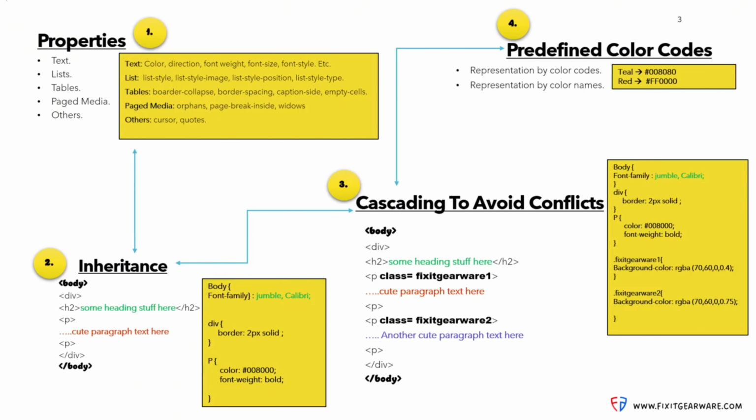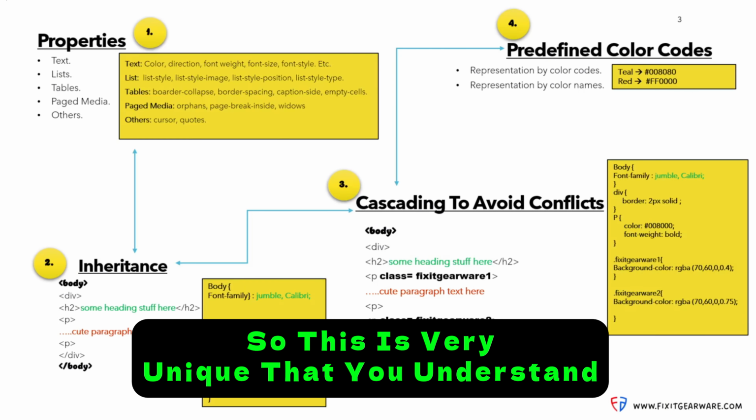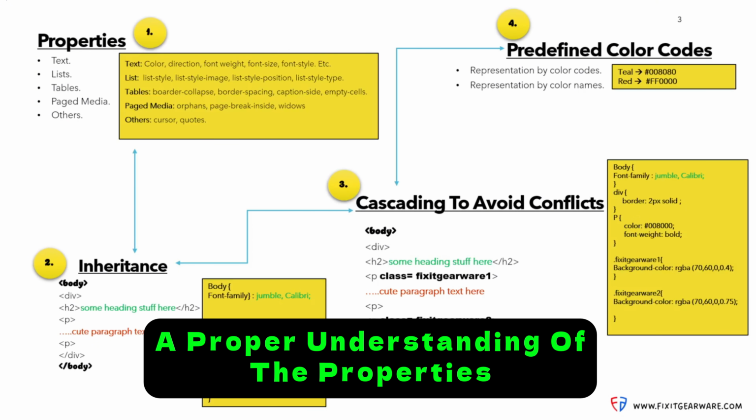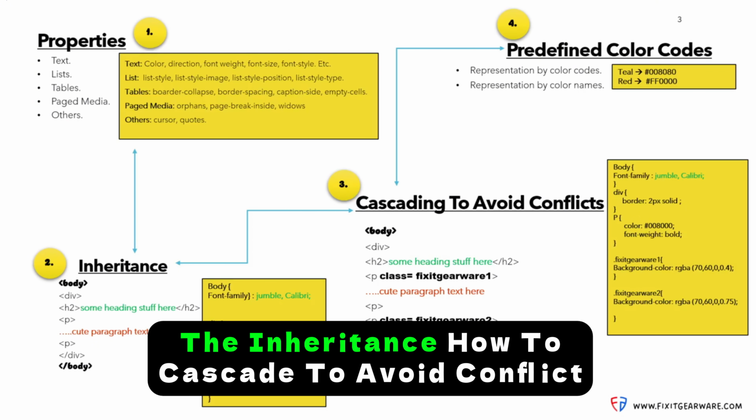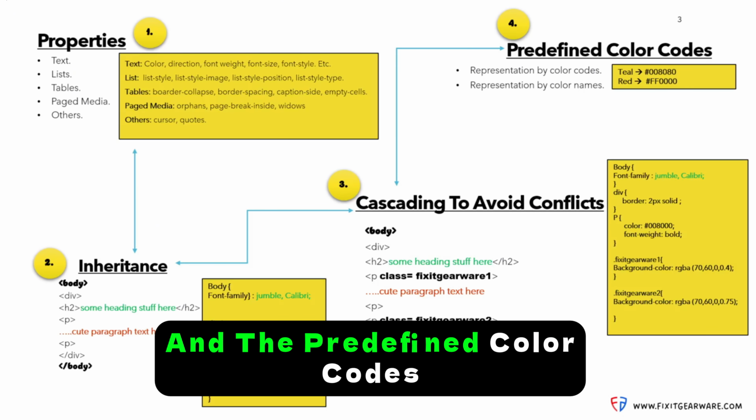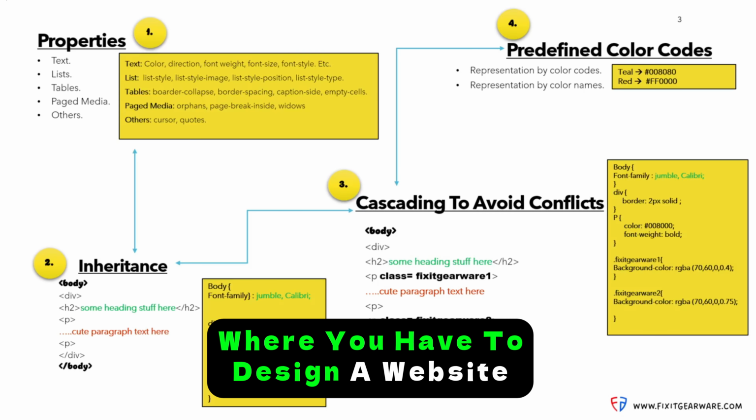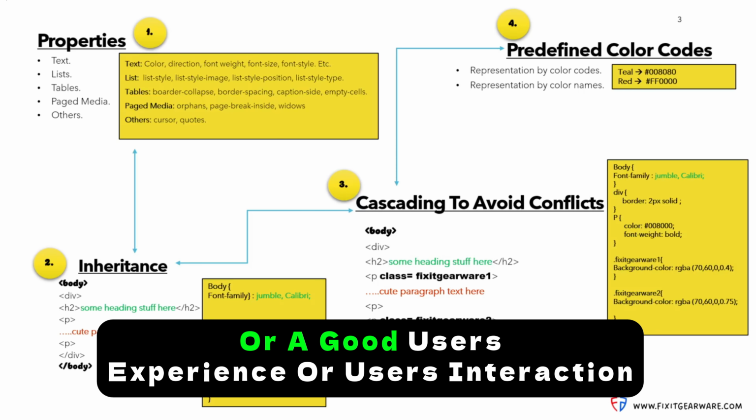It is very important that you understand this process, because if you don't have a proper understanding of the properties, the inheritance, how to cascade to avoid conflict, and the predefined color codes, then you will have a problem when you have to design a website that doesn't look unique or give a good user experience or user interaction.